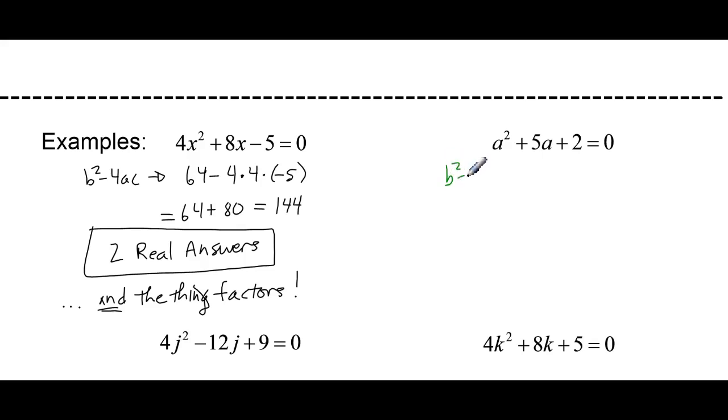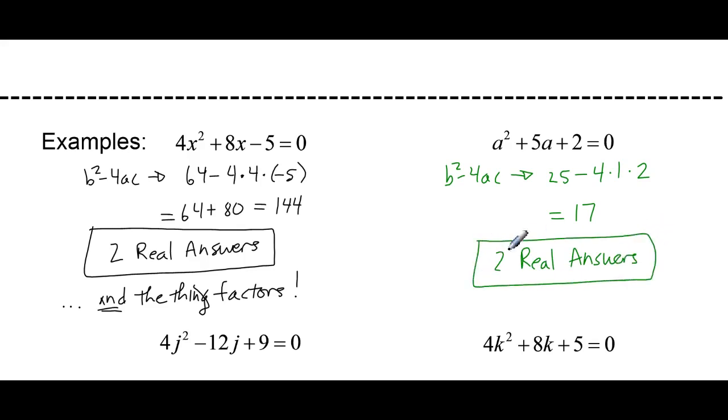Might want to pause the video, see if you get the same answer I get. So b squared is 25, 4 times a times c, that's 8. 25 minus 8 is 17. That's not a perfect square, which means this thing wasn't going to factor, it was hopeless. But it does mean that there are 2 real answers. Have you done these other 2 yet? If not, go ahead and take a second, pause the video, see if you get the same results I'm about to get.